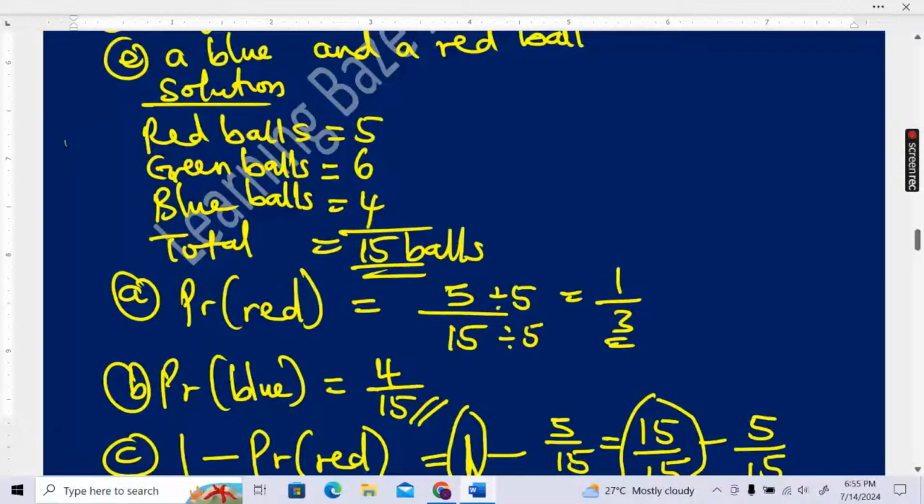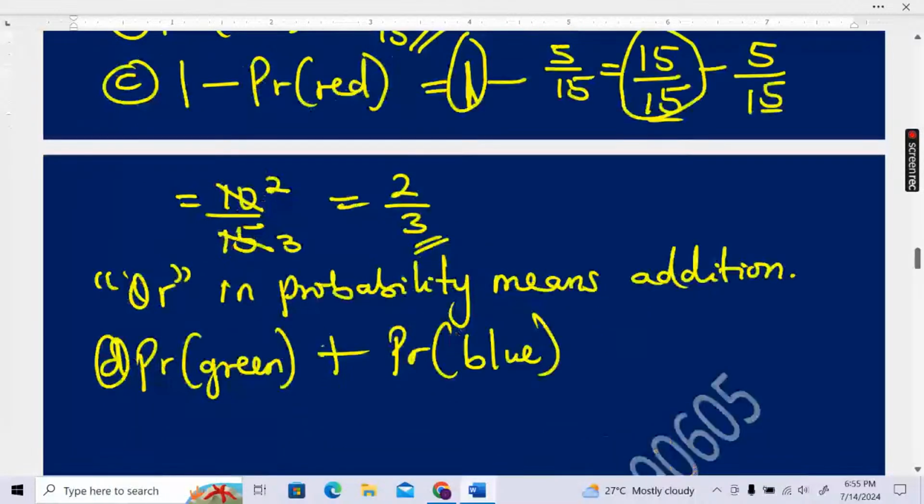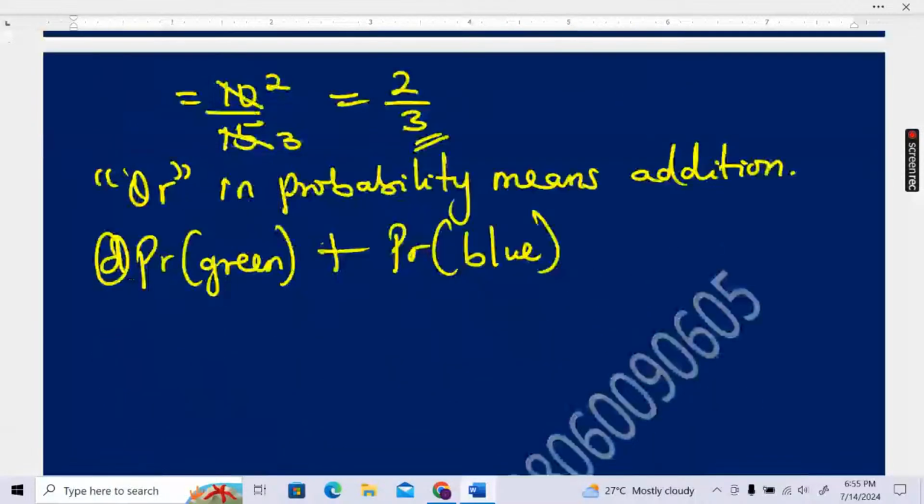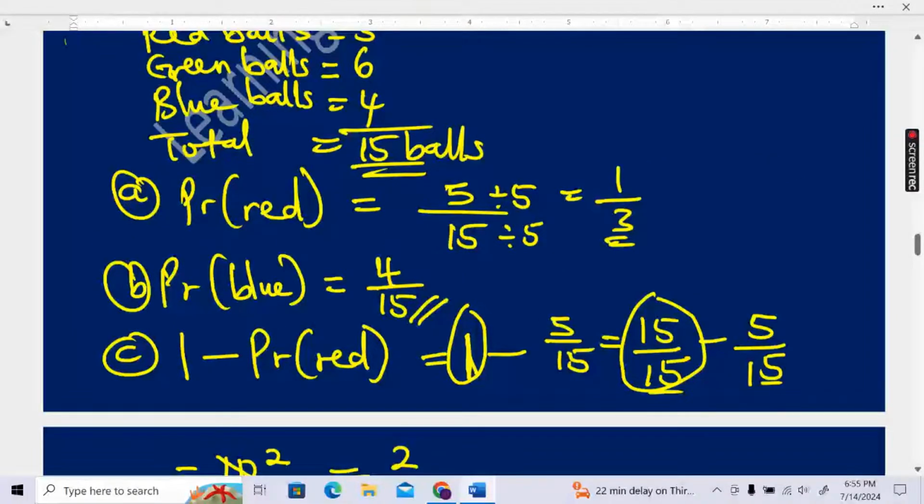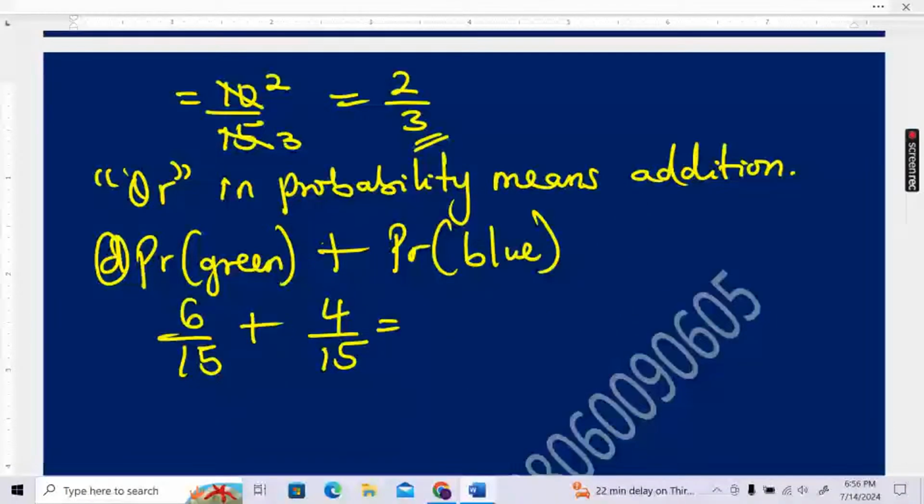Probability of blue is 4. We have 6 green balls, 6 over 15. The total is 15. Plus 4 over 15. Since the denominators are the same, just add up the numerator. 6 plus 4, that's 10. So that's 10 over 15.